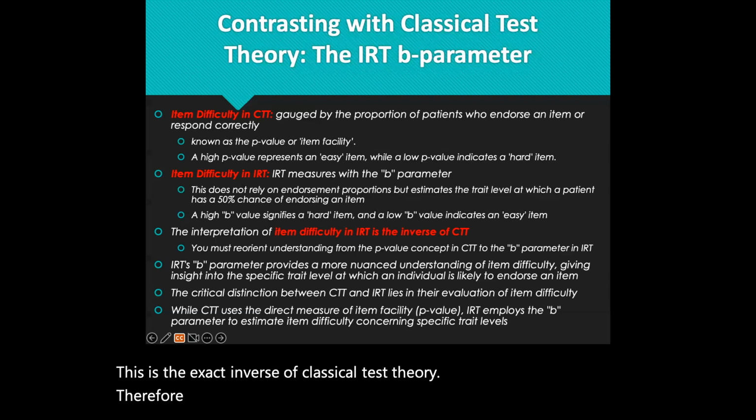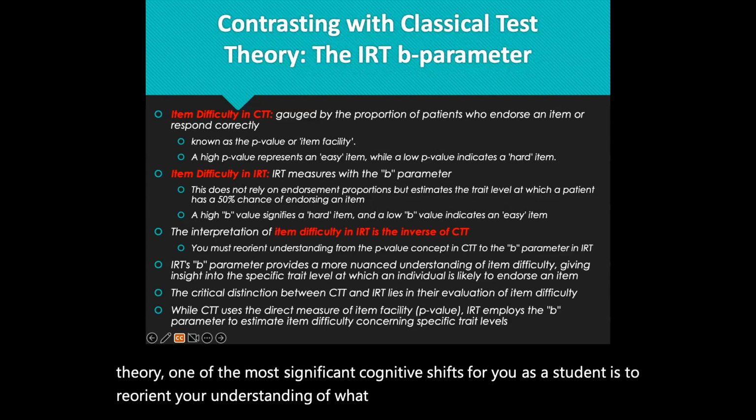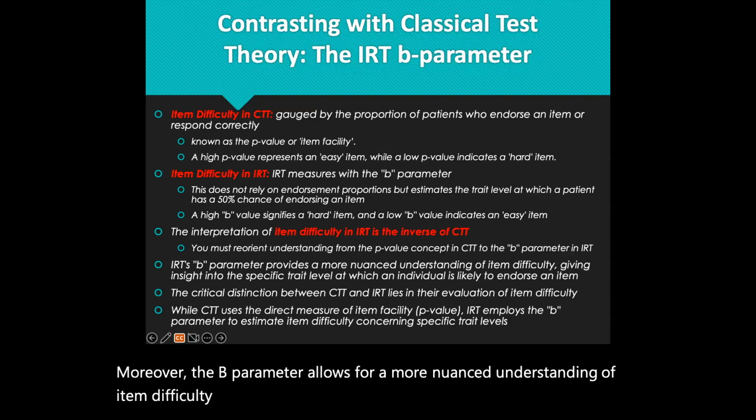Therefore, when transitioning from classical test theory to item response theory, one of the most significant cognitive shifts for you as a student is to reorient your understanding of what item difficulty is. Moreover, the B parameter allows for a more nuanced understanding of item difficulty. It provides insight into the specific trait level at which an individual is likely to endorse an item.